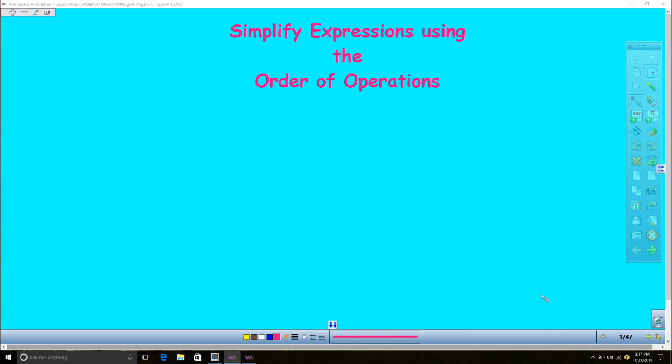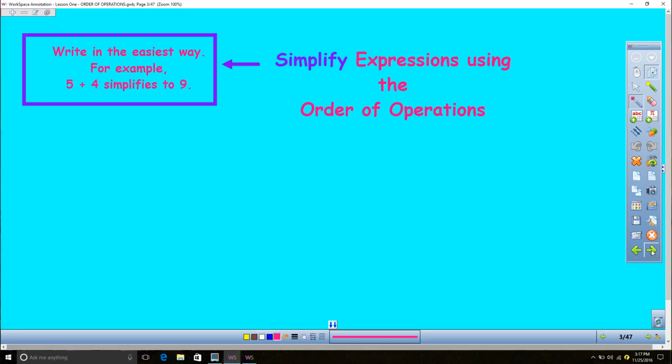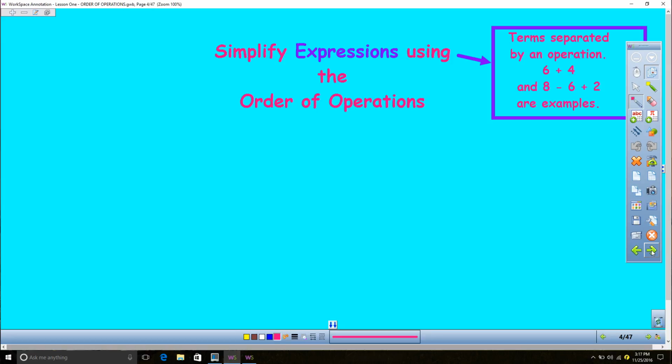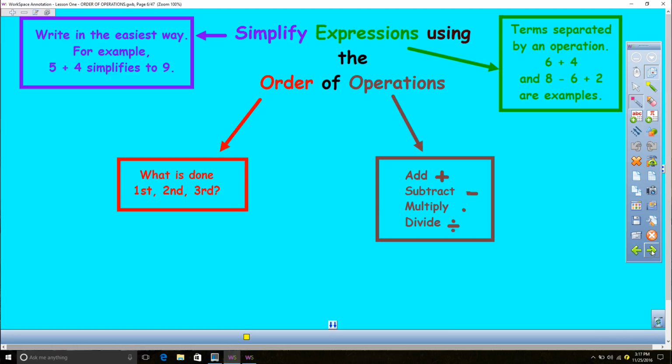In this lesson, I want you to be able to simplify expressions using the order of operations. Let me make sure you understand what I mean by all of these words. Operations means to add, subtract, multiply, or divide. Simplify means to write in the easiest way. Expressions are terms separated by an operation. And order just means what do I do first, what do I do second, and so on. So I want you to be able to simplify expressions using the order of operations.